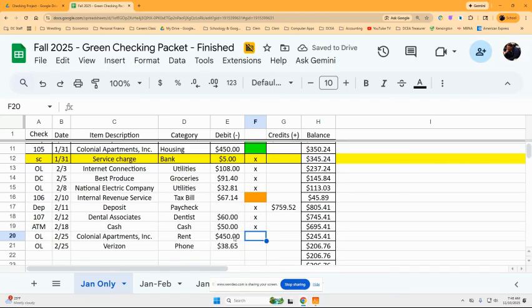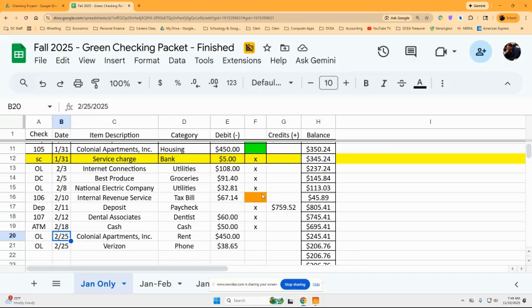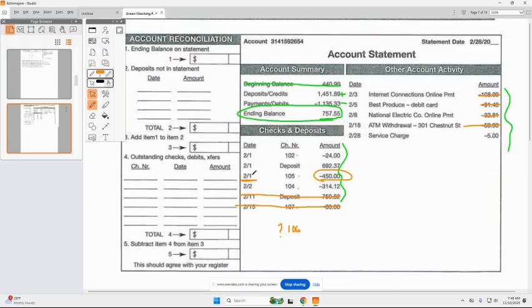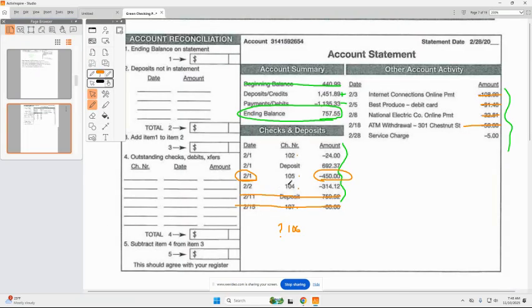Now, we've got a rent payment for $450. And we did it at the end of February. If we come back here, you go, oh, look, there's a $450 payment. Well, but that $450 payment went on February 1st. There's no way this February 25th payment is this one here on February 1st. That's not possible. The other part is this one was done with an online bill pay, right? You go to the internet and pay your bill. This one is really check 105.